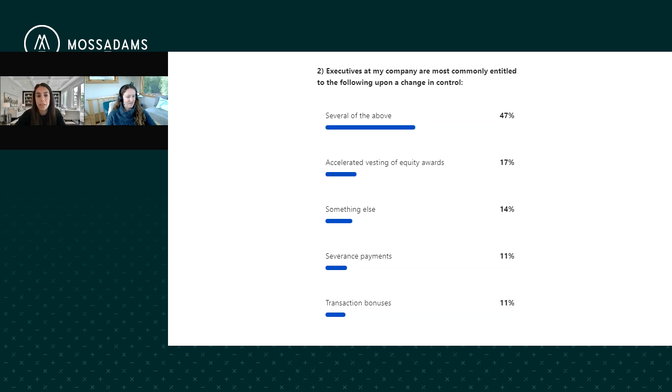So it looks like we're pretty split up over here, with the majority being accelerated vesting of equity awards, which is something that we see most commonly. But we do see a combination of all of these things. And again, with respect to severance payments, I think it's important to note that to the extent a disqualified individual is entitled to severance payments, we'll conservatively want to include those. And with that, I'll hand it over to Jen.